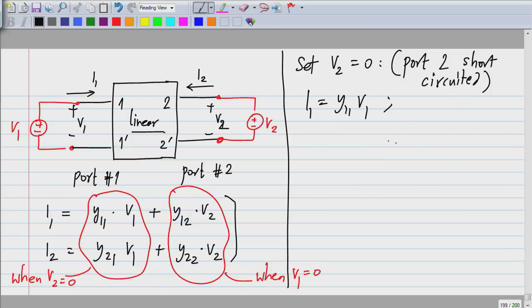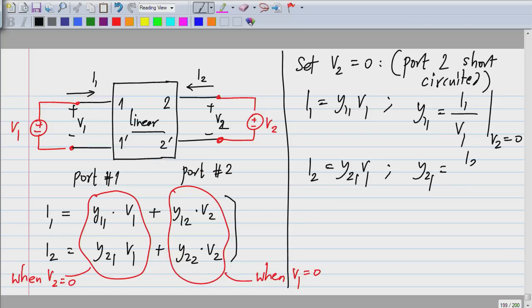If I substitute V2 equal to 0, what I will get is I1 is Y11 V1. So Y11 is nothing but I1 by V1 with V2 set to 0. Similarly, I2 would be Y21 V1, and Y21 is I2 by V1 with V2 set to 0. So, to measure Y11 and Y21, you have to apply V1, short circuit port 2 and measure the currents in port 1 and port 2. I think this is pretty obvious from the equations.